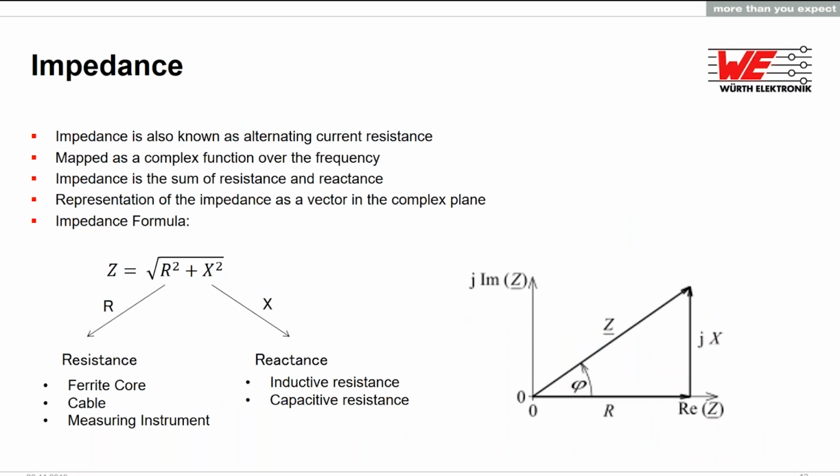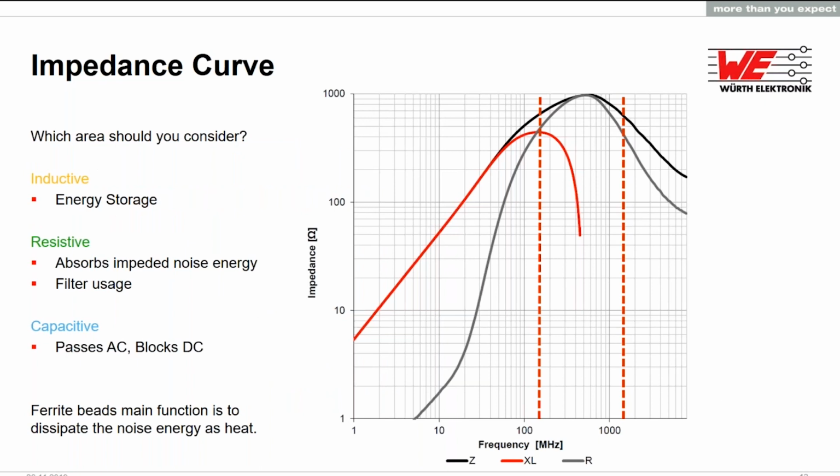One main electrical property that we see for ferrites is the impedance. We know that they are categorized, made up of the real part here and the inductive part, positive or negative. This is a typical impedance curve from one of our data sheets. We show 3 curves: the impedance, the reactance, and the resistive part.